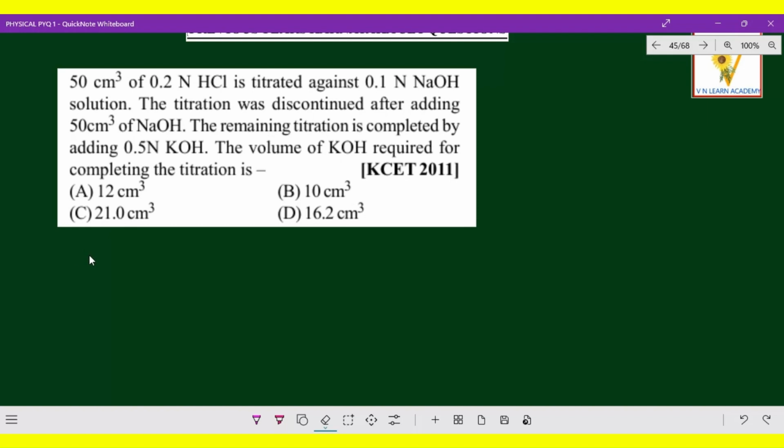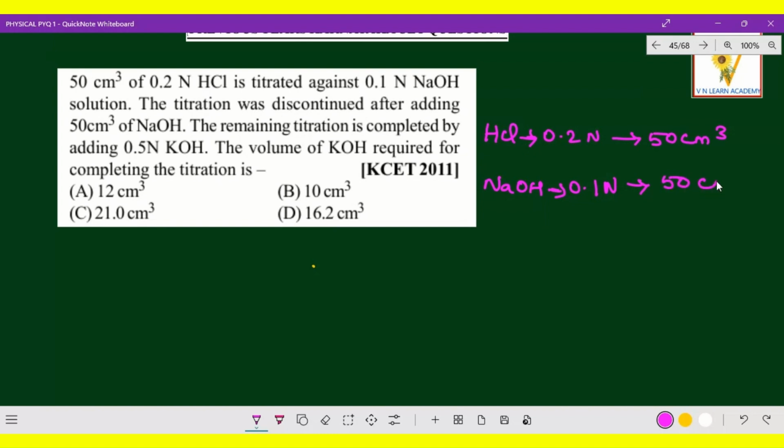See, actually, they have given the data, normality and volume of solution. Come on, let us write the data clearly so that it will be easy for us to identify the answer. Here they mentioned HCl, how much is it? 0.2 N. And volume of solution, how much? 50 centimeter cube. And the same way, NaOH, 0.1 N, and the volume of solution here also 50 centimeter cube.